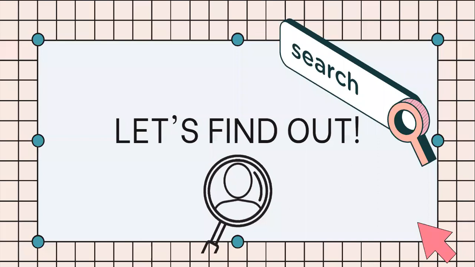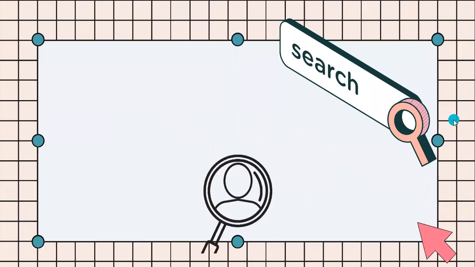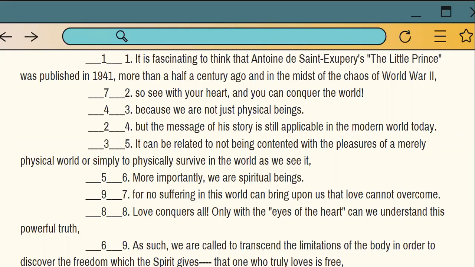All right, are you all done? Okay, so come with me and let's find out. So we have there the first: It is fascinating to think that Antoine de Saint-Exupéry's The Little Prince was published in 1941, more than half a century ago, and in the midst of the chaos of World War II. And second, but the message of his story is still applicable in the modern world today.